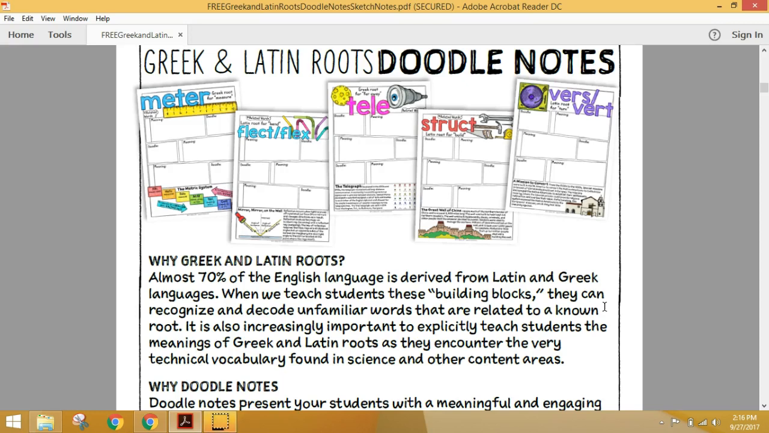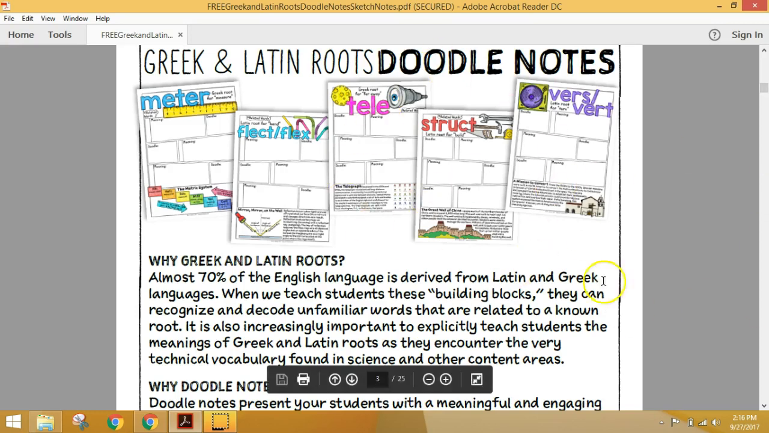Last week we made vocabulary flip books, or maybe it was 2 weeks ago. I can't quite remember. With Greek and Latin roots and prefixes and suffixes in it, and today we're going to practice using those with some doodle notes. So you should have a packet in front of you. If you don't, teachers pause the video and pass out the packets now.